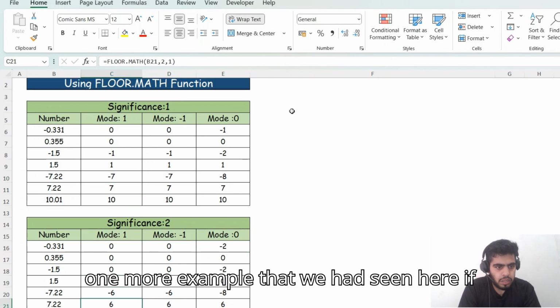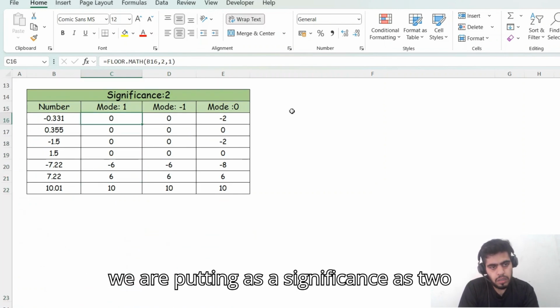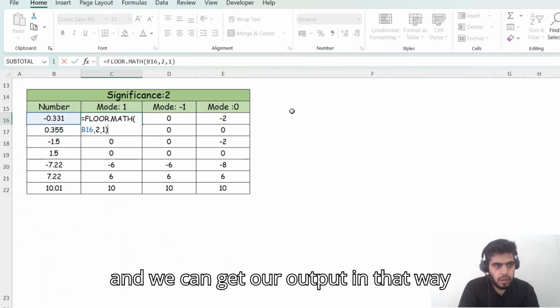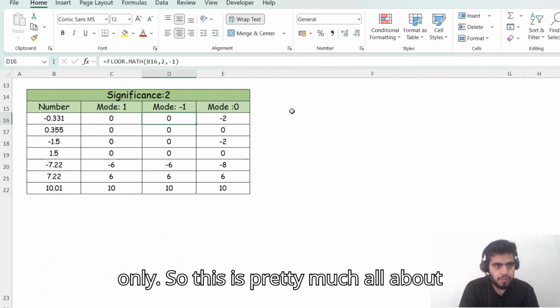And one more example that we had seen here, if we are putting significance as 2, we can get our output in that way only. So this is pretty much all about this formula, guys.